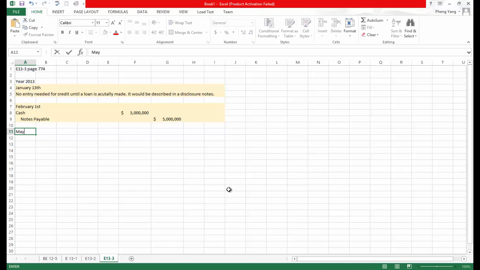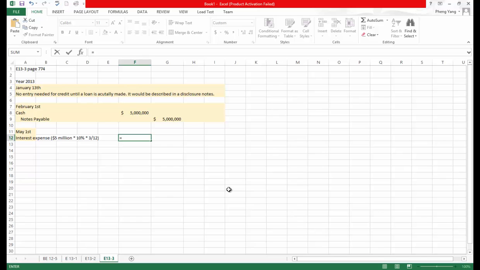Alright, and on May 1st, they paid the 10% note at the maturity. Okay, so that note was only for 3 months, and now that May 1st has arrived, we're going to go ahead and pay the note off. Okay, so interest expense, we have to debit. And interest expense is calculated by taking that $5 million, multiplying it by the 10%, and multiplying 3 months over 12.